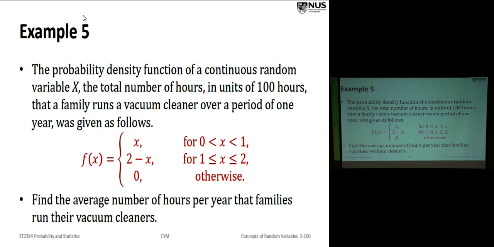Okay, and if you want, you can check that the integral under that curve that we've defined there is precisely 1, and moreover, it's obviously a non-negative function as specified. Okay, and then the question asks, find the average number of hours per year that families run their vacuum cleaners. So nothing more than computing the expectation of X and multiplying through by 100.